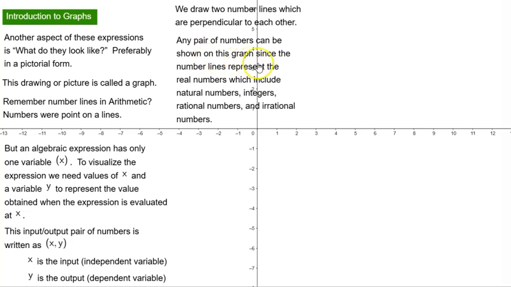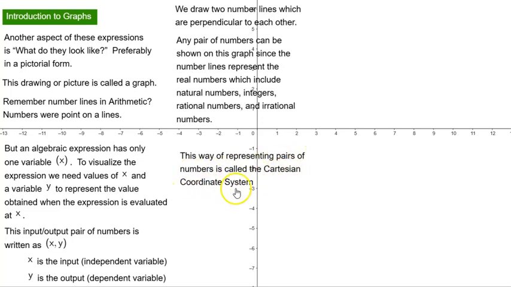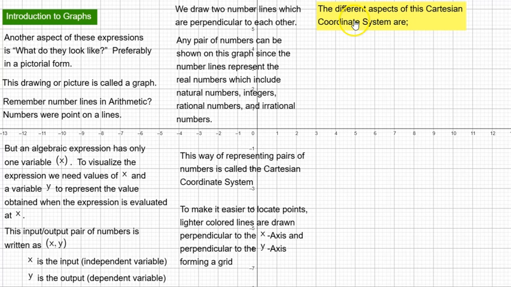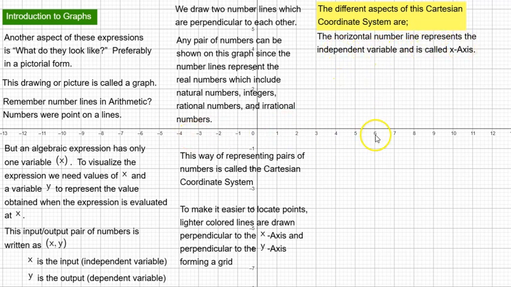Any pair of numbers can be shown on this graph, since the number lines represent the real numbers, which include natural numbers, integers, rational numbers, and irrational numbers. This way of representing pairs of numbers is called the Cartesian coordinate system. To make it easier to locate points, lighter colored lines are drawn perpendicular to the x-axis and the y-axis, forming a grid.